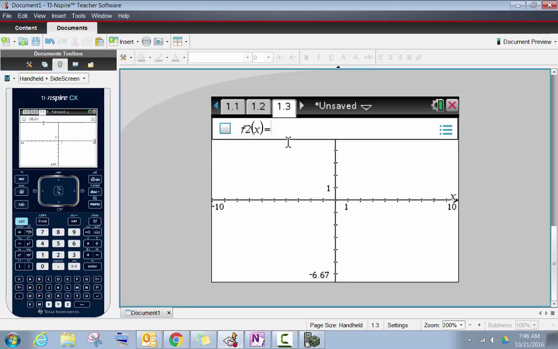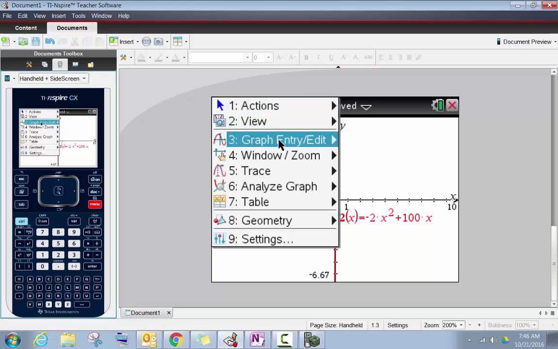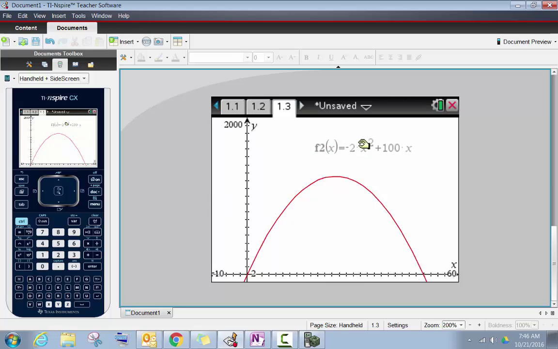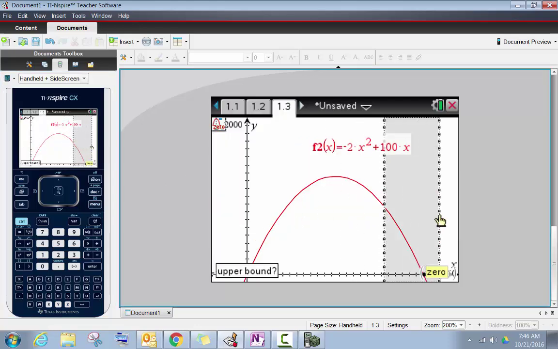We go to graphs, negative 2x squared plus 100x. Again, we can't really see what's going on there. So window settings, and I've already kind of done this, so I know what it should be, but really you just got to keep messing with it until you get something that works. And there we go.